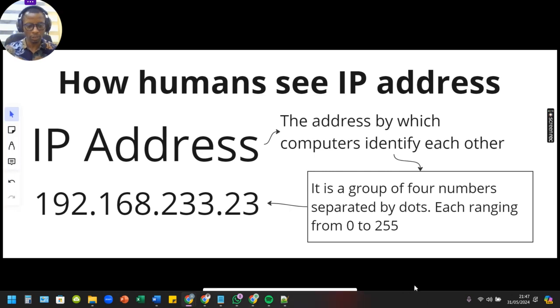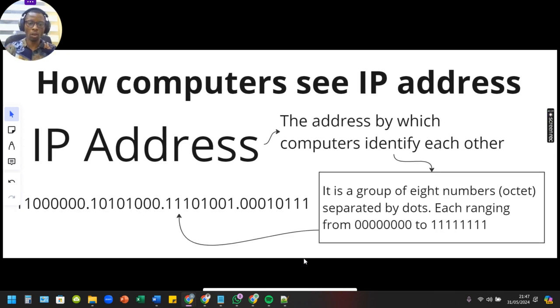Let's find out. So let's now see how a computer sees that same IP address. A computer sees it exactly as you do, but there are some differences in the way the computer sees it.